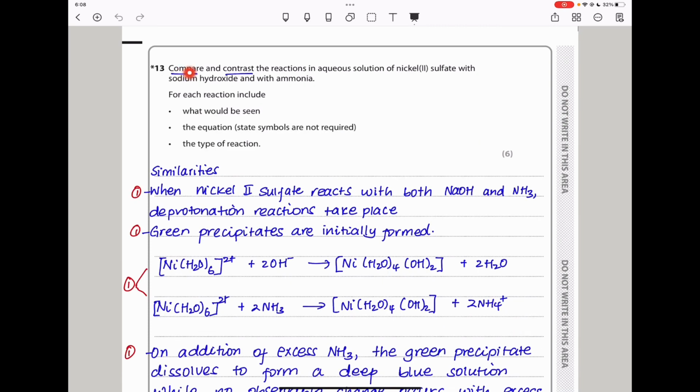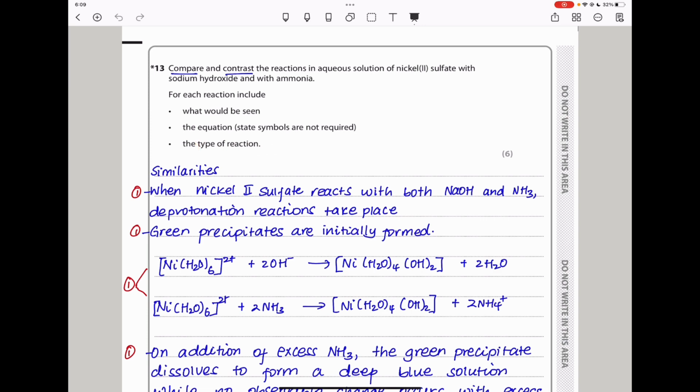Question 13 says, compare and contrast the reactions in aqueous solution of nickel-2 sulfate with sodium hydroxide and with ammonia. For each reaction, include what would be seen, that is your observation, any color changes and so on. And then also include the equation. For these, state symbols are not required, and also include the type of reaction. Is it a ligand substitution reaction? Is it a deprotonation reaction?